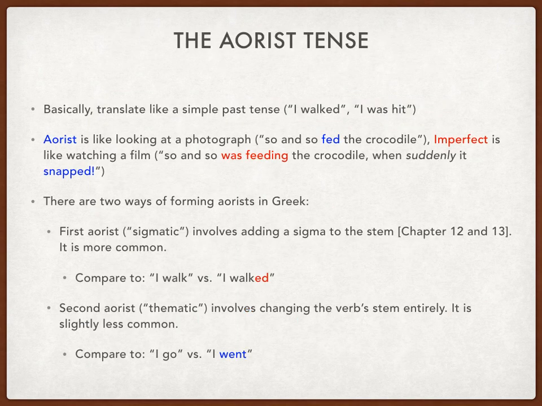So generally speaking, the aorist tense is pretty simple to translate when you see it in a finite form, because it's pretty much like the past tense in English. I walked or I was hit. Those would be aorists in Greek.